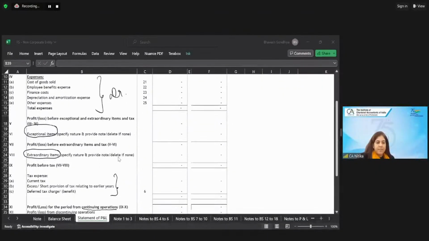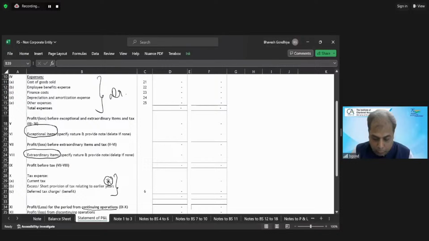Yes. So your 20,000 in our case would be reflected here. Can you see the star mark? An excess or a short provision of the tax relating to the earlier year, you may write it on the face of the P&L here as 20,000. Is this 20,000 visible, ma'am? Yes, it is. So this is your answer to your point number 2.